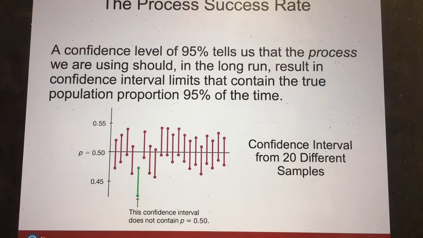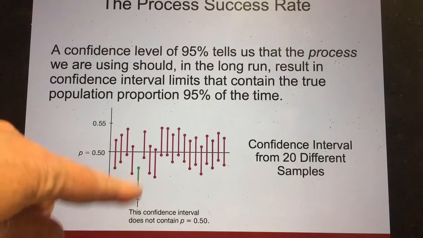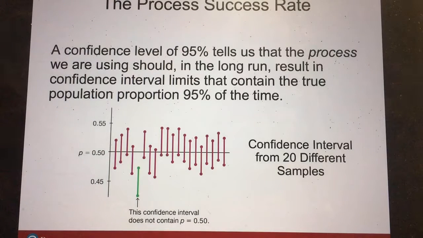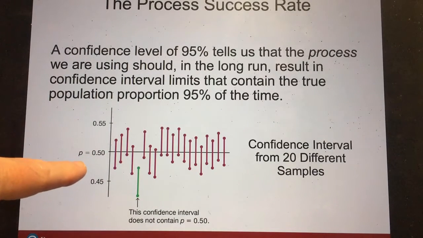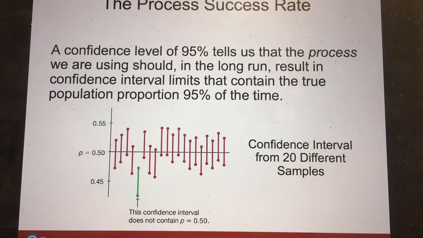Here we got a region, but we failed to get the true population proportion. So out of 100 times that we made this interval, we should have 5 of them that are failures and 95 of them that do actually have the population proportion in them.